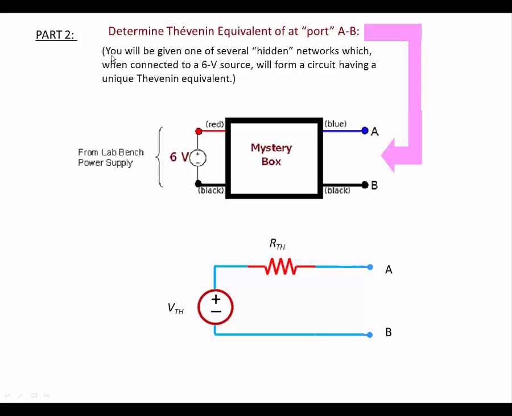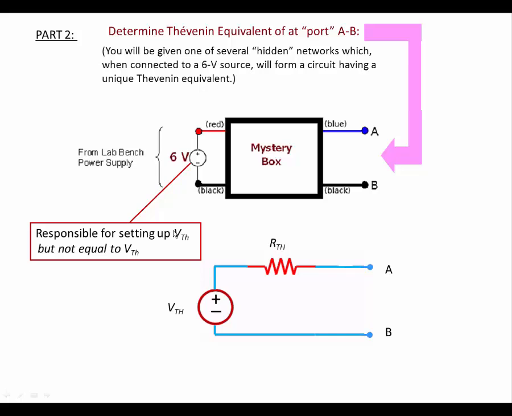So in this experiment, you'll be given one of several hidden networks, which when you connect it to the 6-volt source will form a circuit having a unique Thevenin equivalent. Every mystery box will produce a unique Thevenin equivalent as seen at nodes A and B. Now it's important to remember that this 6-volt source is not the Thevenin voltage. However, it is responsible for establishing the Thevenin voltage seen between nodes A and B. In other words, V Thevenin in the model is derived from the 6-volt source and will be some fraction of 6 volts.